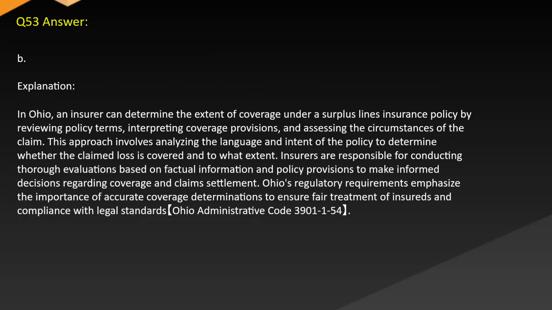Answer: B. Explanation. In Ohio, an insurer can determine the extent of coverage under a surplus lines insurance policy by reviewing policy terms, interpreting coverage provisions, and assessing the circumstances of the claim. This approach involves analyzing the language and intent of the policy to determine whether the claimed loss is covered and to what extent. Insurers are responsible for conducting thorough evaluations based on factual information and policy provisions to make informed decisions regarding coverage and claims settlement.